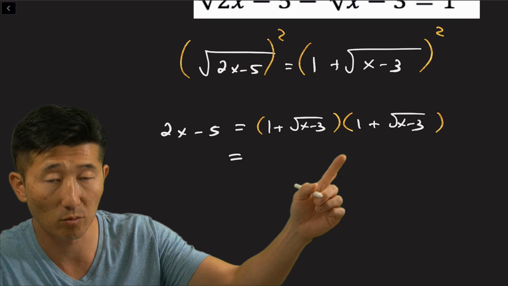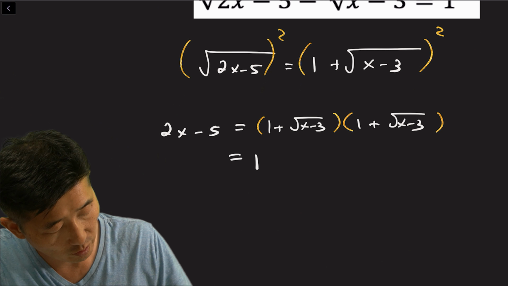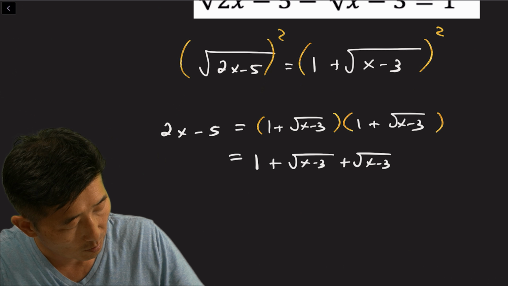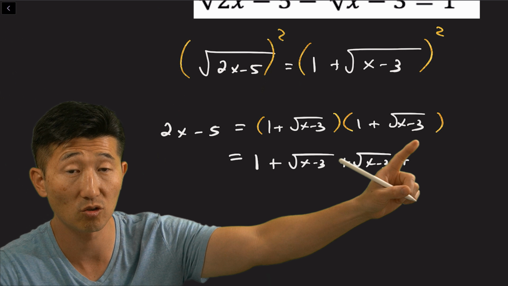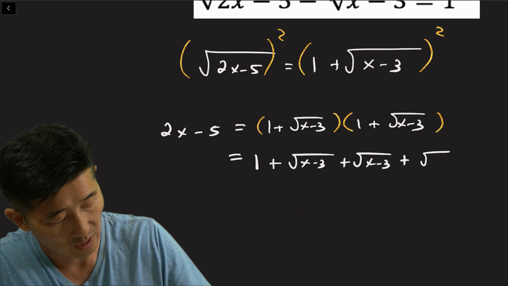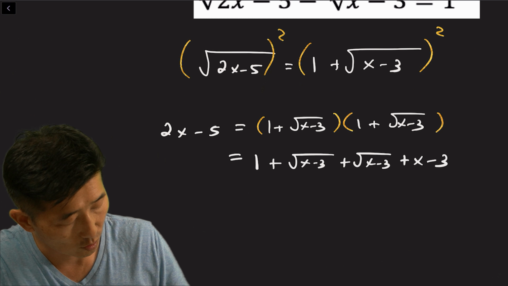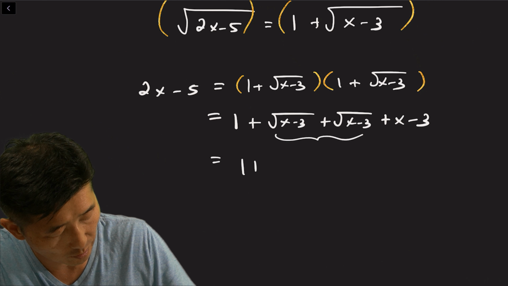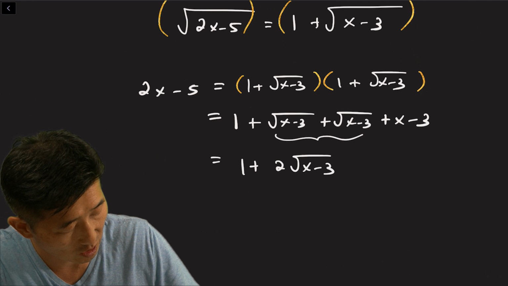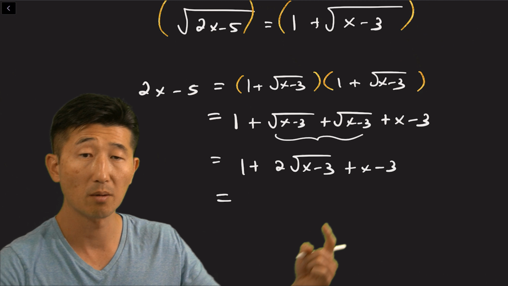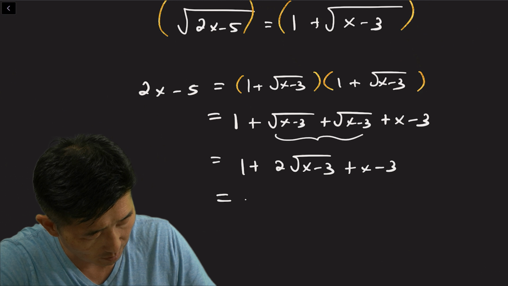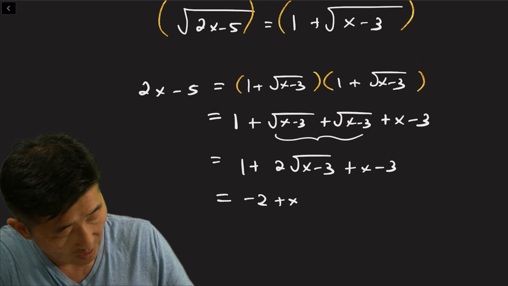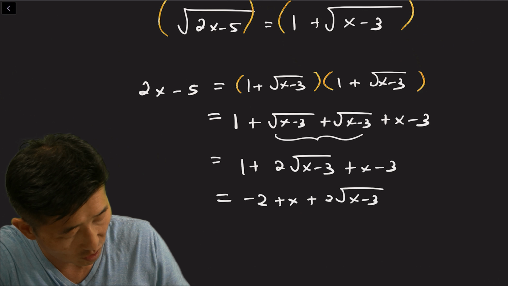If you multiply this out, 1 times 1 becomes 1. 1 times radical x minus 3 becomes plus radical x minus 3, plus radical x minus 3, plus radical x minus 3 times radical x minus 3, which just becomes x minus 3. Now these two in the middle, you can combine. They're like terms. So this becomes 1 plus 2 square root of x minus 3 plus x minus 3. We can combine the negative 3 and the positive 1. They'll become negative 2. We'll bring the x to the front using the commutative property of addition. And then this will become 2 radical x minus 3.